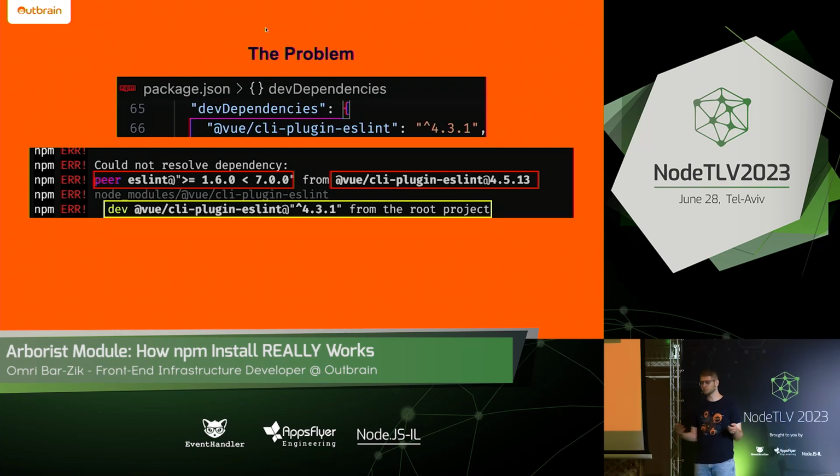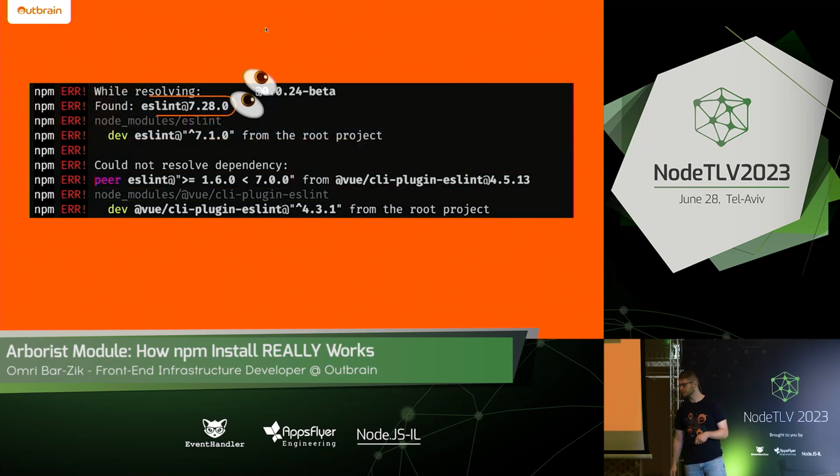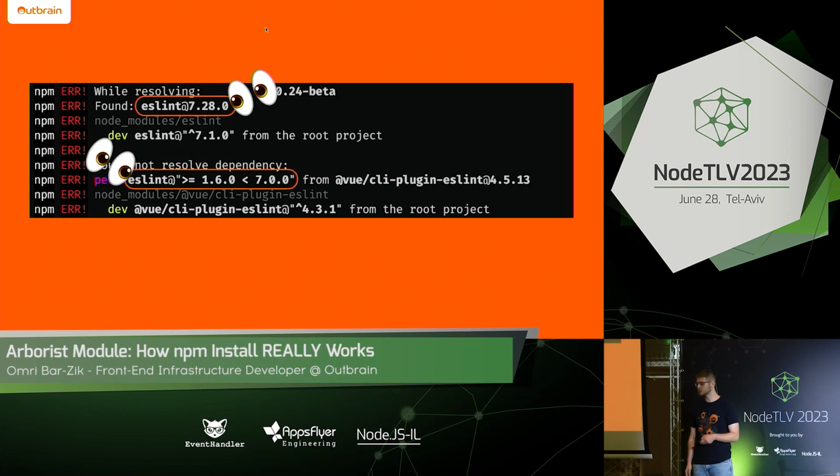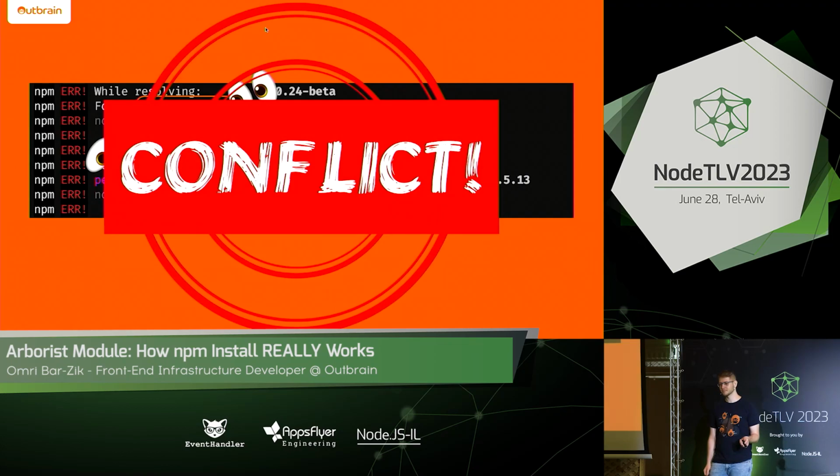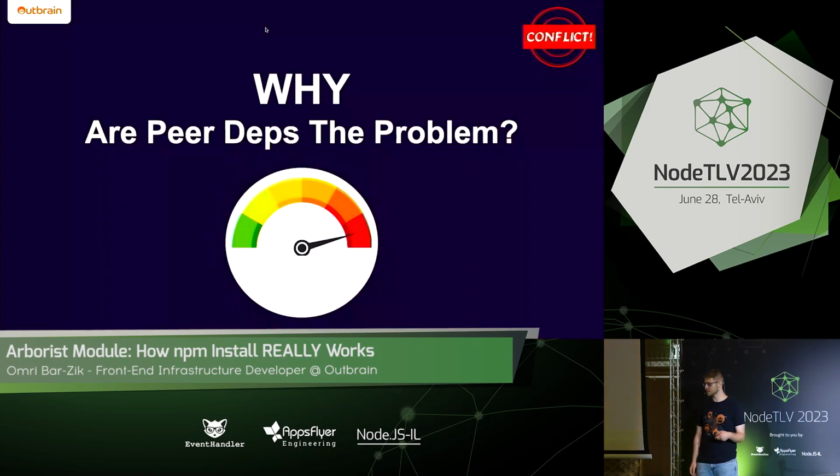Now to understand those two parts, let's look at the whole error again. First, NPM tells us they have found ESLint version 7 installed. But then, NPM tells us that some other package needs ESLint to be less than version 7. This is our conflict. But let's put this conflict aside and ask ourselves the third question. Why are peer dependencies the problem?